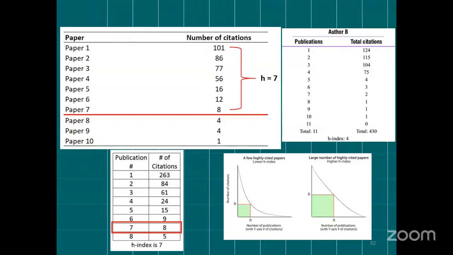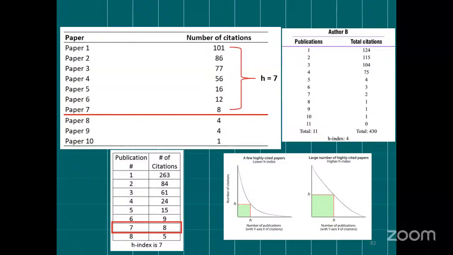A very simple calculation, guys. You can look here. For example, this is A guy, this is B guy, this is E guy. A guy published how many papers? 10 papers. First paper has 101 citations, second paper 86, third paper 77, 56, 16, 12, 8. The h-index means how many papers have more than 5 citations? You can look here: 1, 2, 3, 4, 5, 6, 7. So 7 is the h-index. If the h-index is more and more, your result is very high.